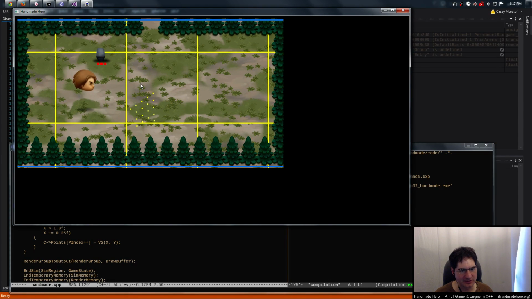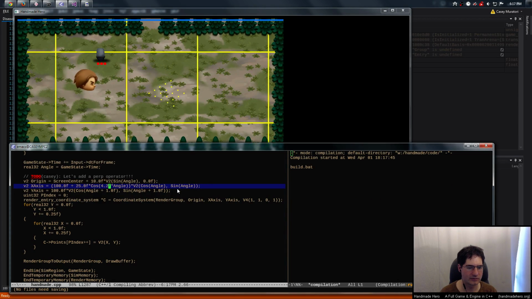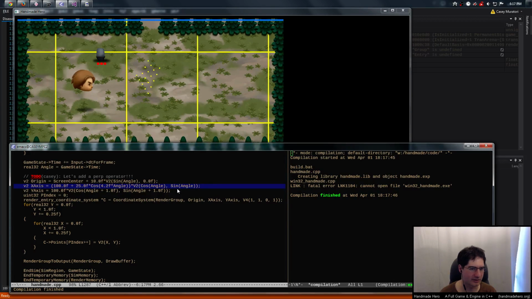This thing's kind of funny, sitting there like that. I feel like we should make the size of it proportional as well. So it's like, oh, it's like 100, but it's plus 25.0 times cosine angle, 1.1f times angle or something, right? So that it kind of shrinks and grows, like so, right? I mean, that's really the way you want it to go, right?